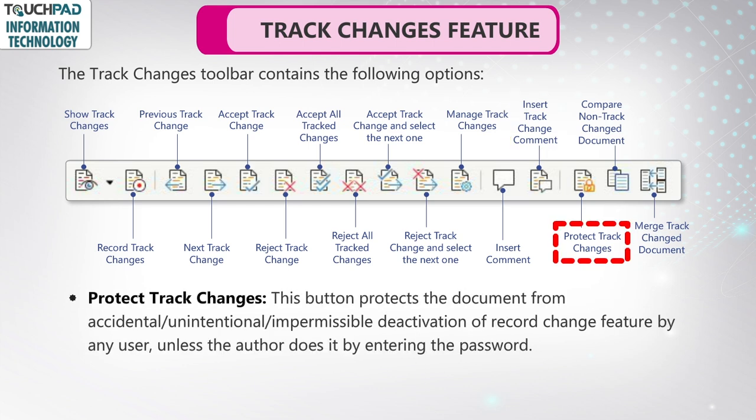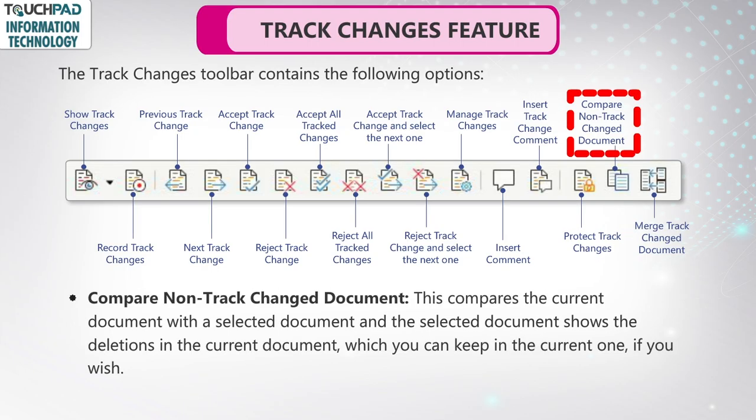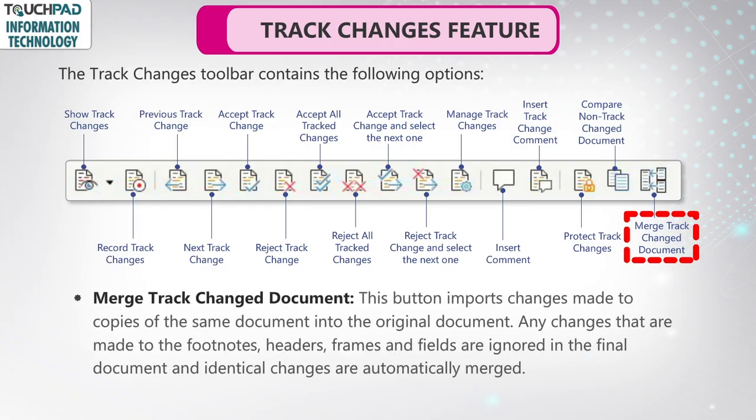Protect track changes. This button protects the document from accidental, unintentional or impermissible deactivation of the record change feature by any user, unless the author does it by entering the password. Compare non-track changed document. This compares the current document with the selected document, and the selected document shows the deletions in the current document, which you can keep in the current one if you wish.